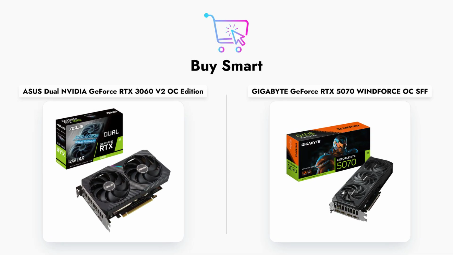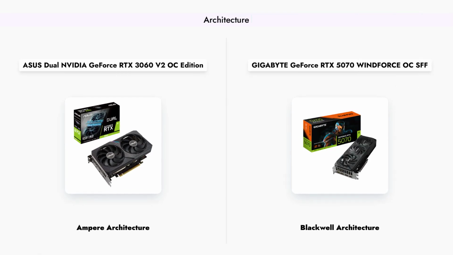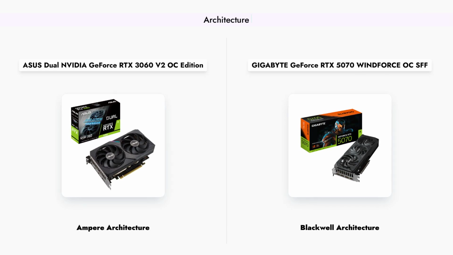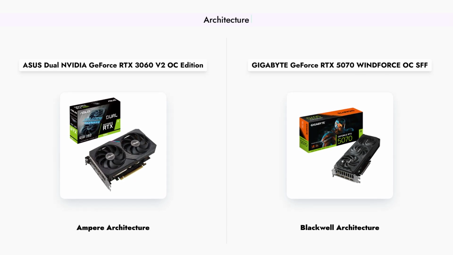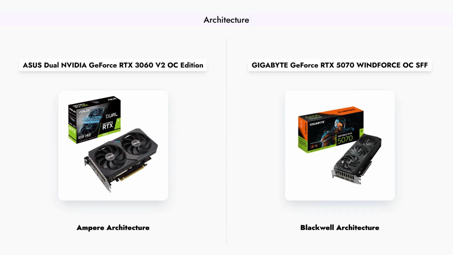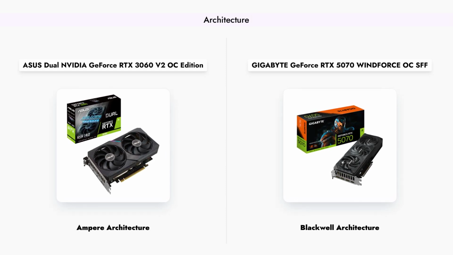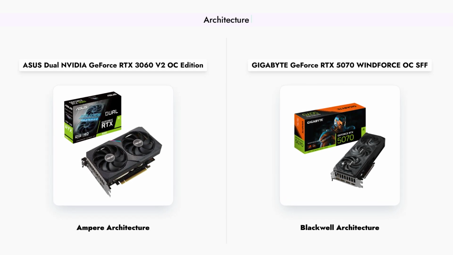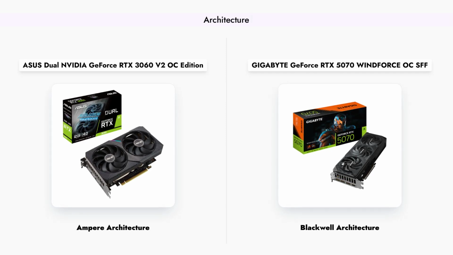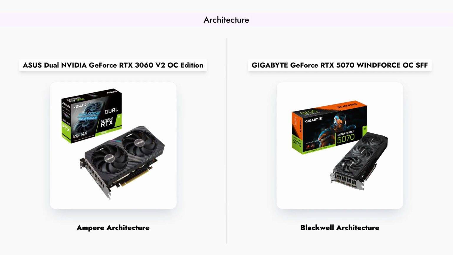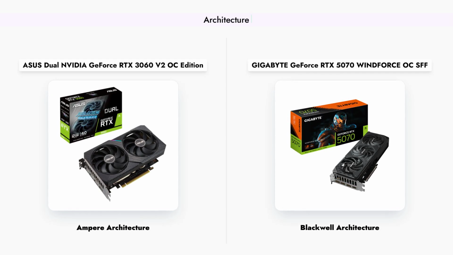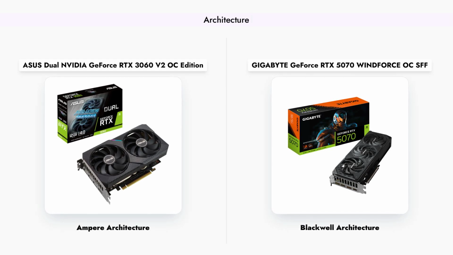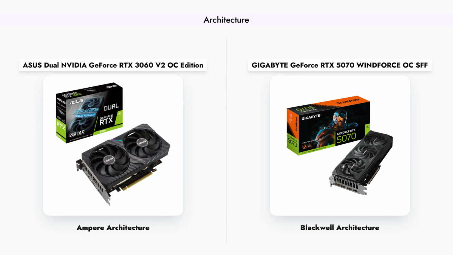Let's dive in. The ASUS RTX 3060 is built on the Ampere architecture, which offers solid performance for gaming at 1080p. In contrast, the GIGABYTE RTX 5070 utilizes the newer Blackwell architecture, promising improved performance and efficiency. This architectural advancement allows the RTX 5070 to handle more demanding games and applications with ease, making it a more future-proof choice for gamers and creators alike.